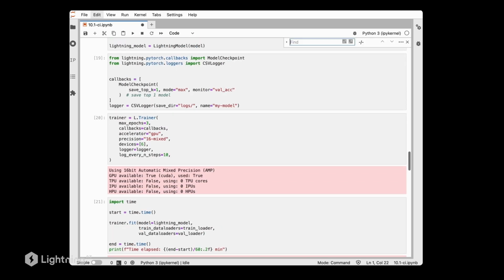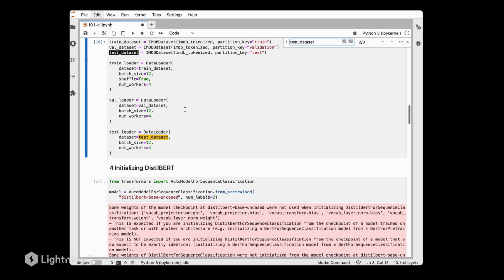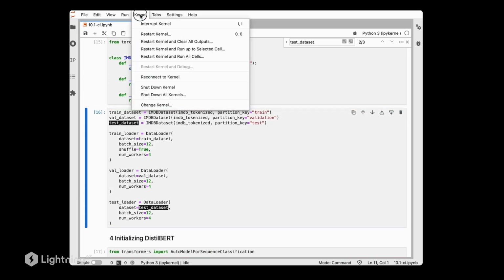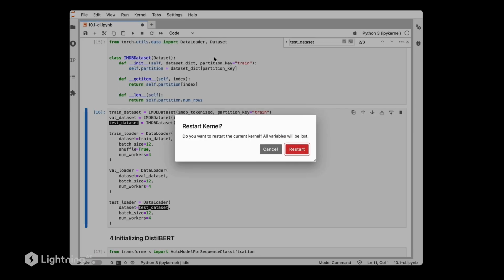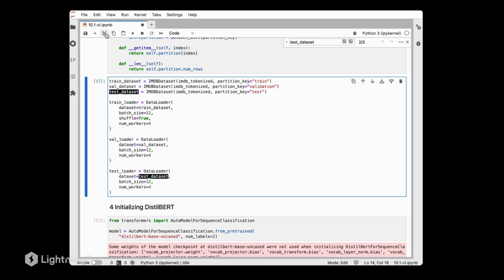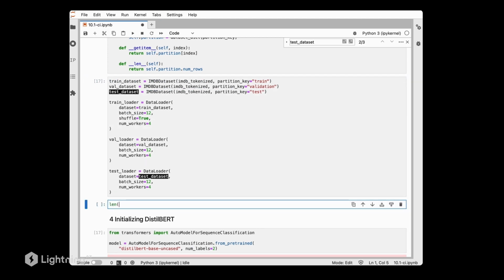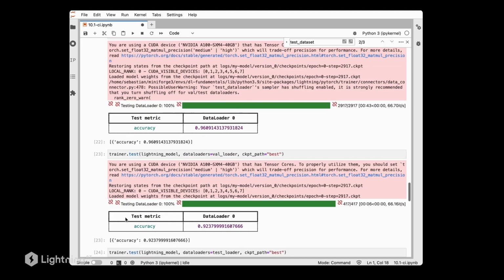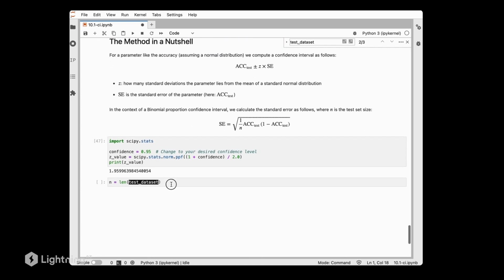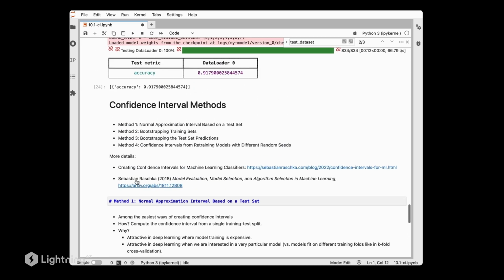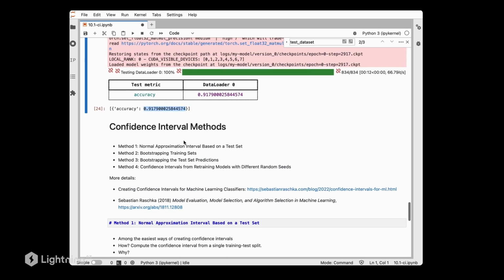If I scroll up, let me search for the test dataset here. If we have this one, the length of that should be 10,000. Let me just run everything up to this cell and including the cell. Then we can double check the test dataset, and this is 10,000. So let's get back to our confidence intervals here. We have n is 10,000, and the test set accuracy that we need, let's say x test, we can get from up here. So this would be our test set accuracy.